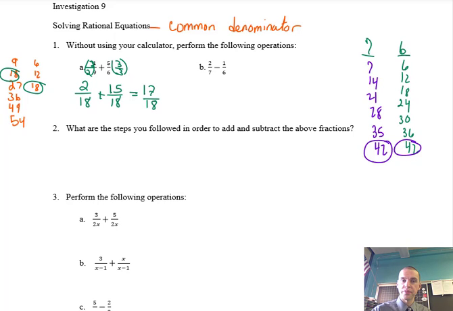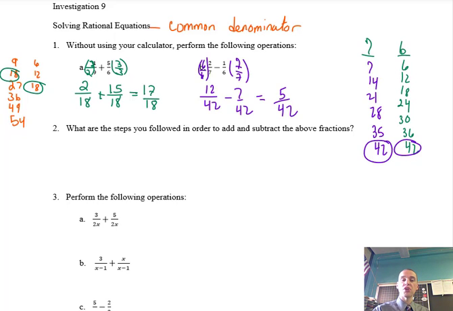So 42. So 7 times what gives us 42? 7 times 6, and 6 times what gives you 42? 7. So I take 6, multiply it by 2 to give me 12 over 42, minus 7 over 42. 1 times 7 is 7. And I'll get 5 over 42.